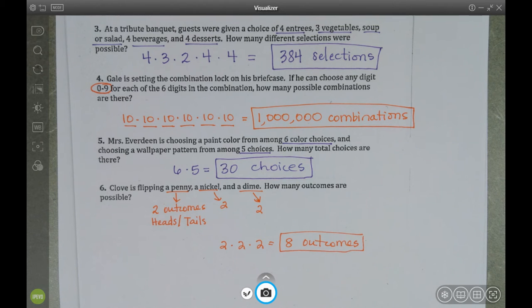All right, are you feeling okay about these so far? All right, we're gonna play the lottery. Yes. We're gonna play the lottery. So everybody's gonna create their own lottery ticket.